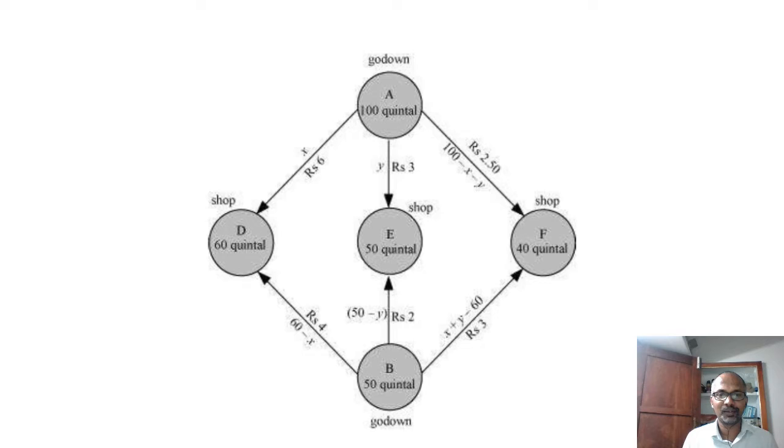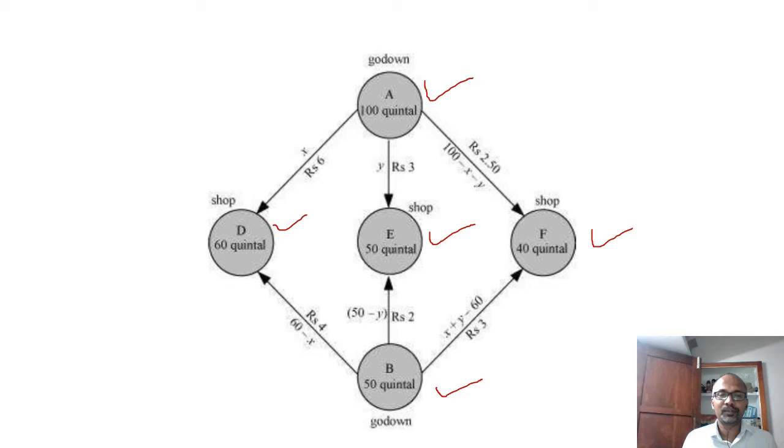See, go down A, go down B, 100 quintal, 50 quintal, requirement D, E, F. Here requirement is given for each, and here total capacity 100 quintal, 50 quintal. Now our question is how many quintals are to be taken from A to D? How many quintals from A to E? How many quintals from A to F? Like that, and also from B to D, B to E, B to F, how many quintals are to be transported?